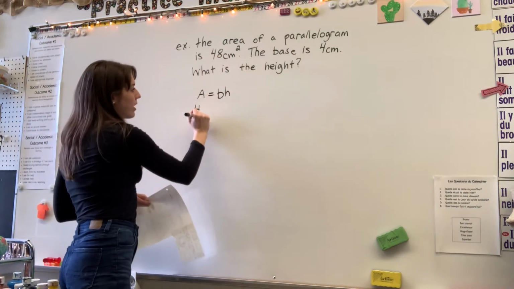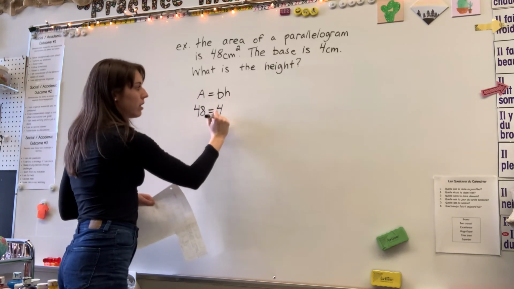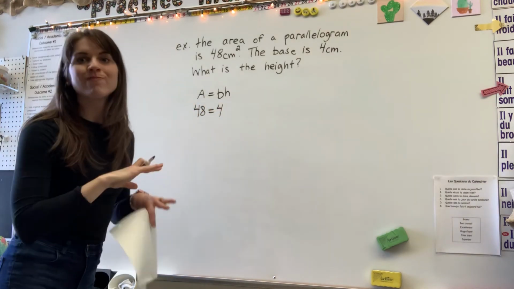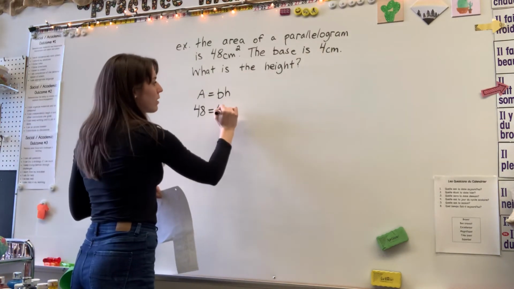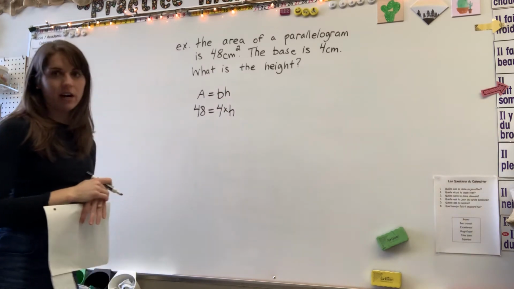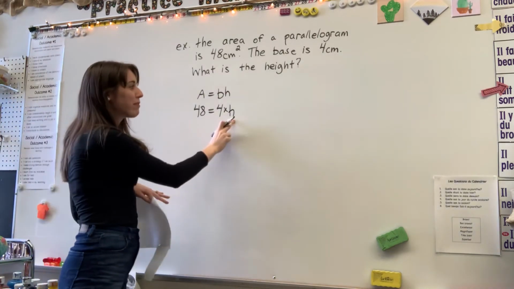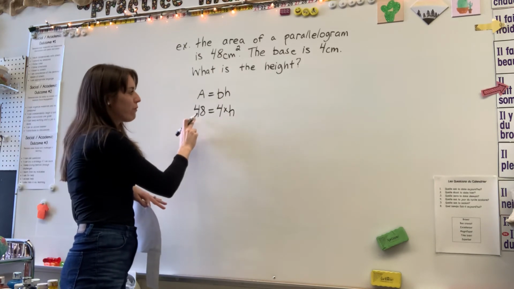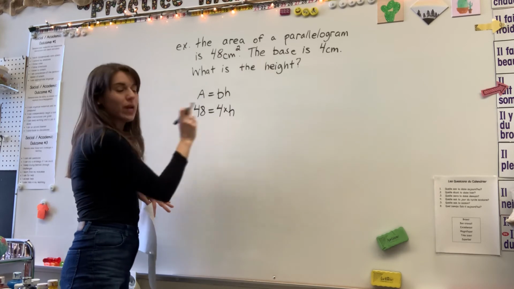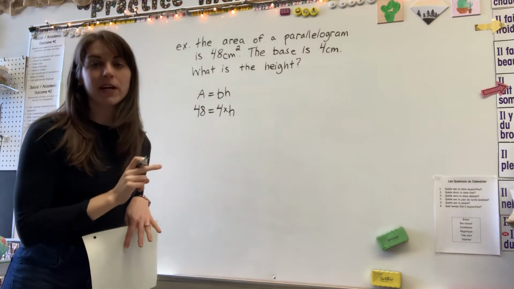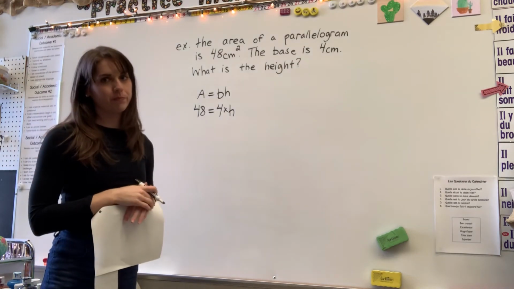Area, we know. Base, we know. Do we know the height? Nah, nada, kaput, nothing. So we have to put the H there, okay? You can't just leave it out. You have to put the H there. So now we have 48 equals 4 times H. We need to isolate the variable. We need to get H all by itself. What do we do?